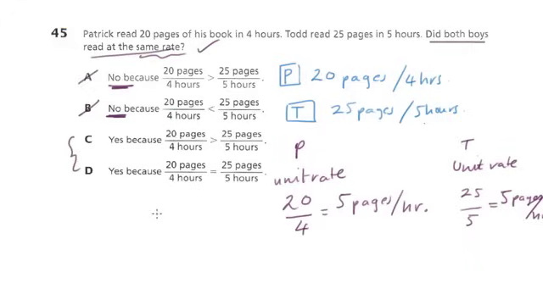Now, we just calculated the unit rates by doing 20 divided by 4, which is here, and we also did 25 divided by 5, and we found that the answers to this question both equaled the same thing, 5. The unit rate was 5 pages per hour. And so because they equaled each other, that's the reason why they both read at the same rate. So our answer is D for number 45.